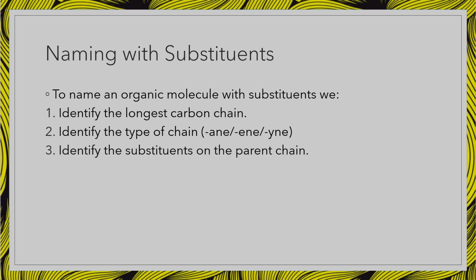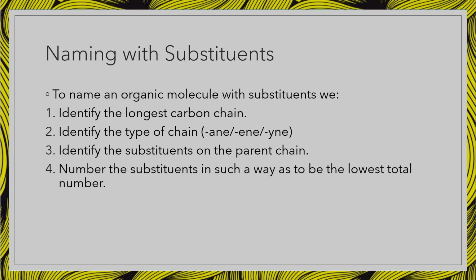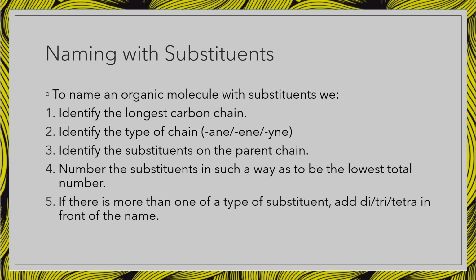We identify the substituents on the parent chain. So what is there? Is there a chlorine group? Is there an extra methyl group? Is there an iodine? What's in there? We need to identify it. We then need to number the substituents in such a way as to be the lowest total number. And if there's more than one of a substituent, we add di, tri, tetra in front of the name, and we put the numbers for where all of those substituents are.